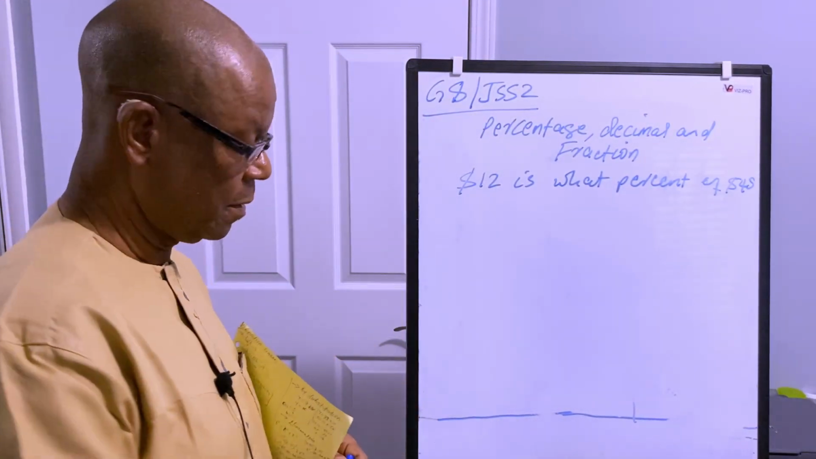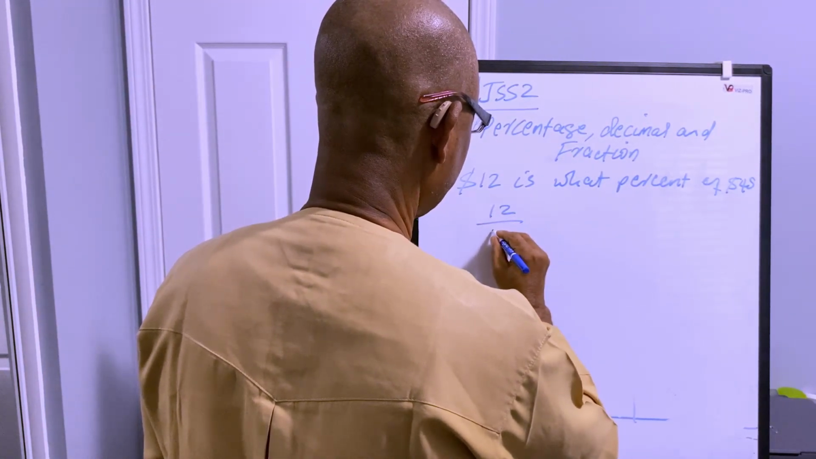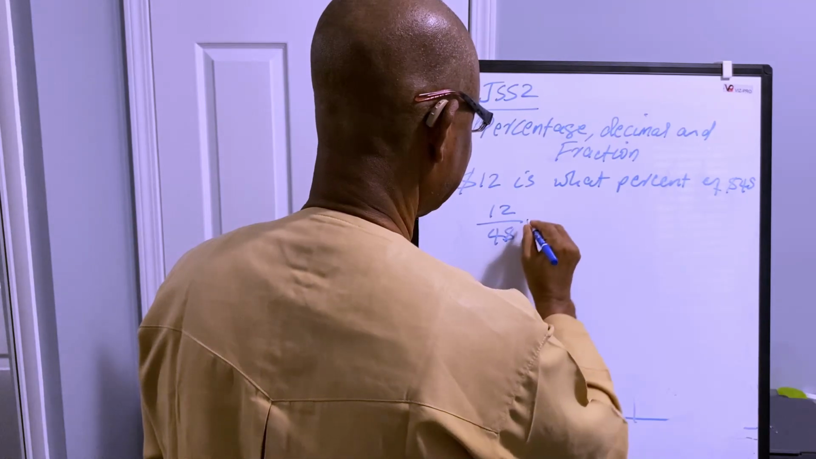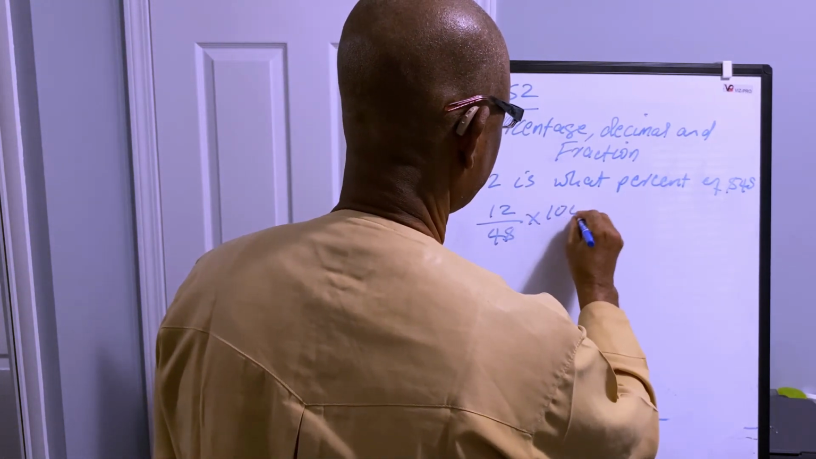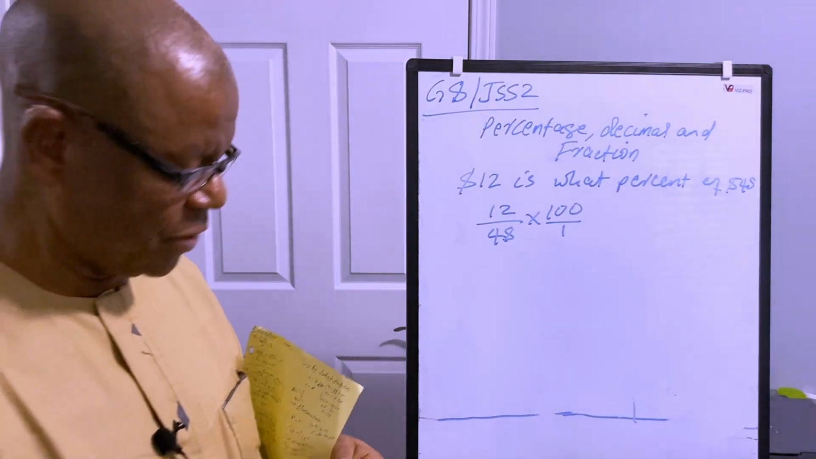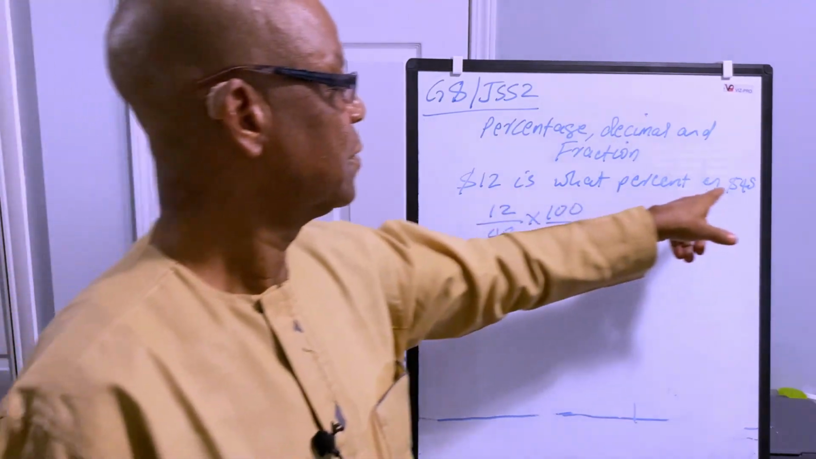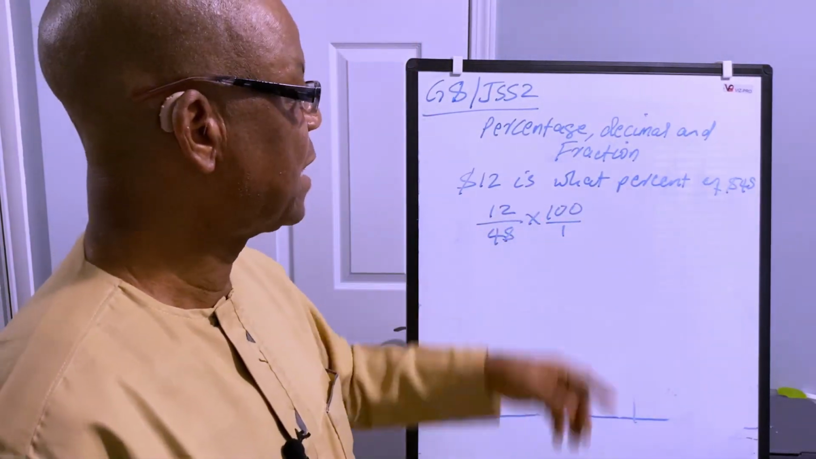So what we do in solving, we say 12 over 48 times 100. We can say over 1. Just in principle, it does not make any difference. The 12 over 48 times 100.